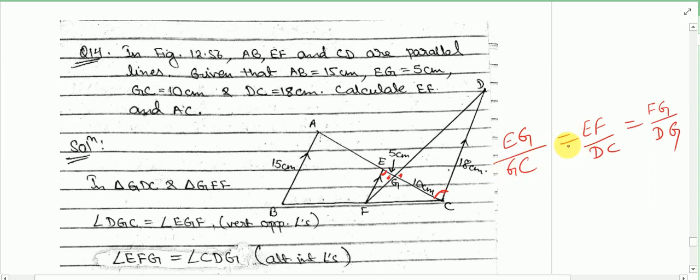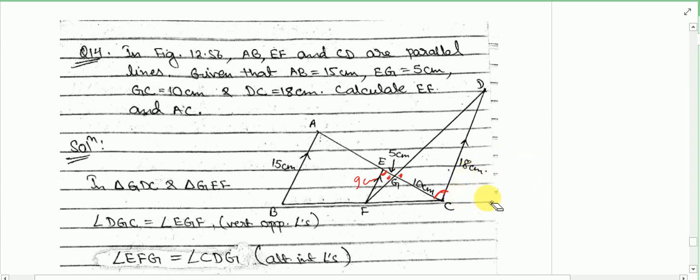Now we can easily substitute the values and we can get EF. So EG is how much over here? It is 5. GC is 10. EF I don't know, and DC is 18. So 1 and here 2. So EF will be 18 by 2, that is 9 centimeter. So you can easily get your EF as 9 centimeter. So you got the value for EF.